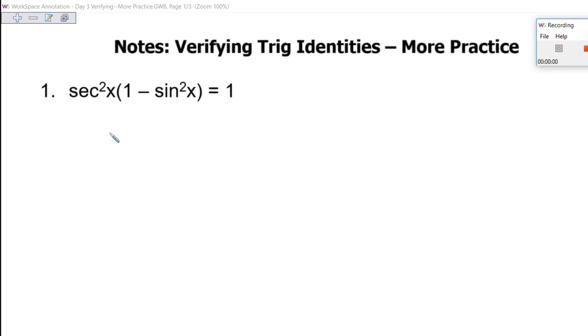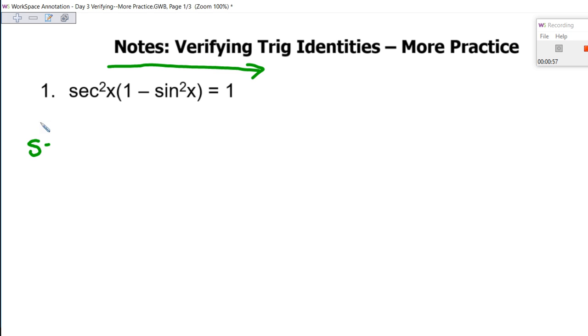So the past 2 days, you were told, start with the left side, prove that it equals the right side. Today is going to be student choice. So you get to decide which side you are going to start on. Looking at number 1, do we want to start with the left side or the right side? Yeah, the only one that we have operations we can do is the left side. So we're going from left to right. The only side we're going to work with is the left side.